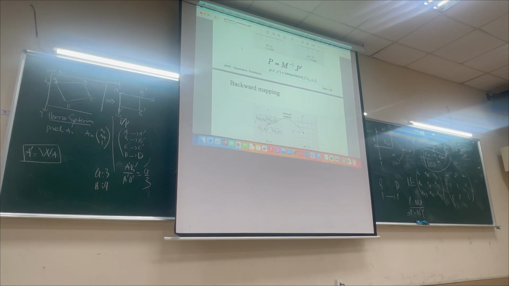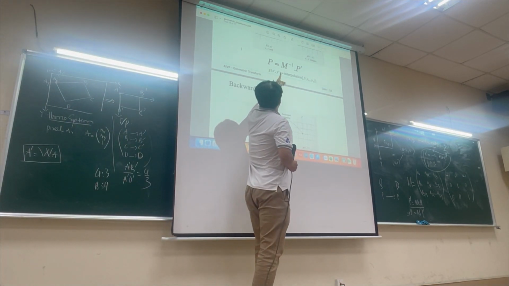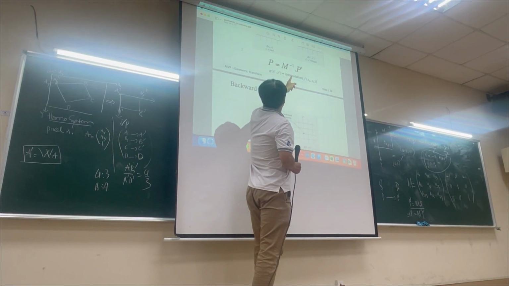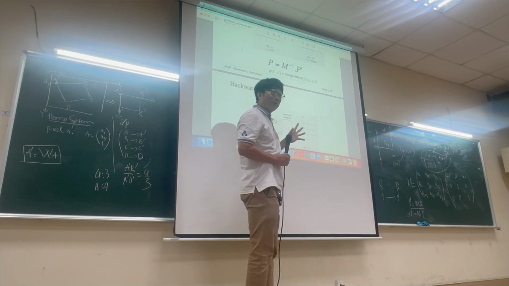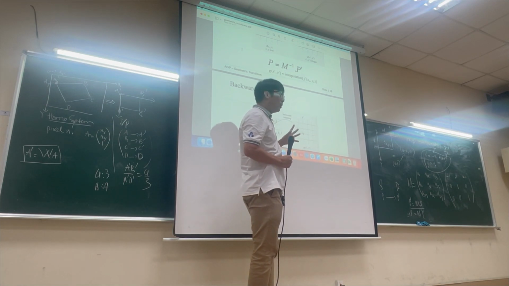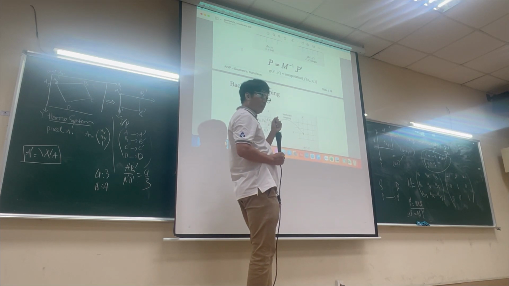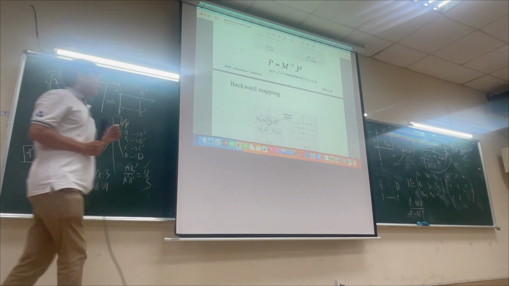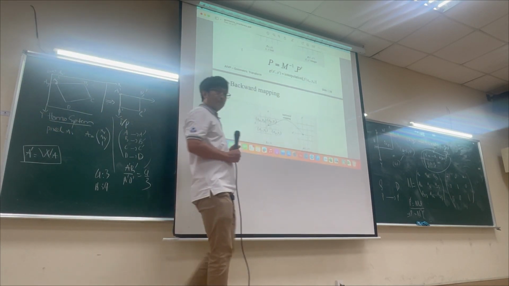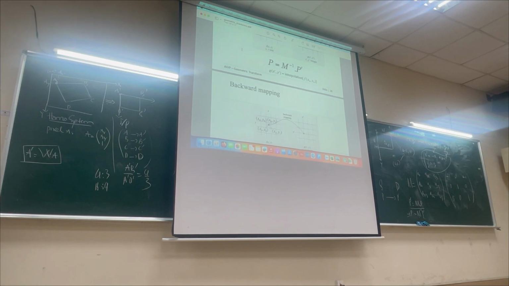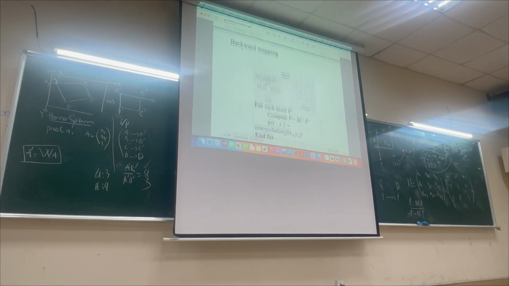And the question is, after you compute the coordinate by the equation, the coordinate M inverse multiplied by P prime is a real value, not an integer, right? Because what is the coordinate of this one? 0, 1, 2, 3. So that's why you need interpolation. That's the idea.